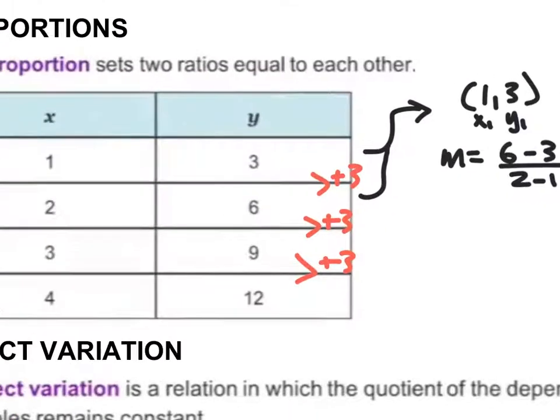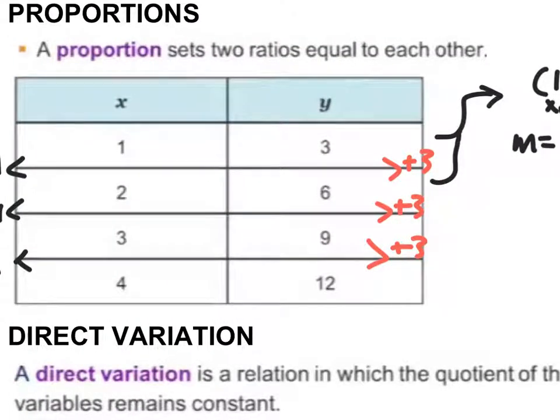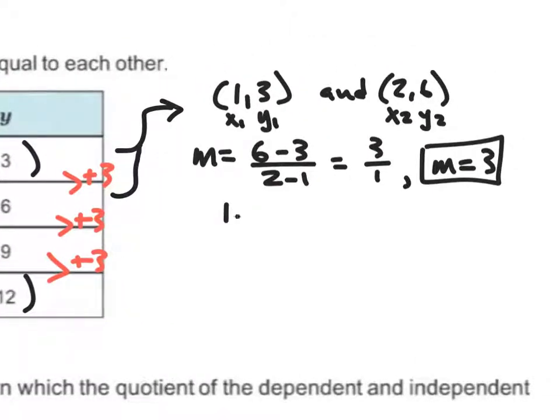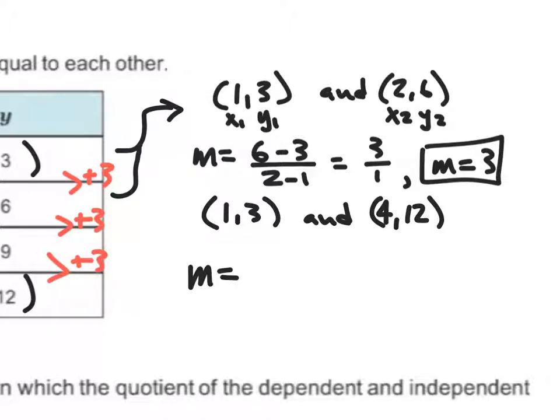But I want to do a couple of other points. I want to do, say, this point, (1, 3), and then (4, 12). So let's do the same thing for those points and just see what happens. On this, we're going to get (12 minus 3) over (4 minus 1). 12 minus 3 gives us 9. 4 minus 1 gives us 3. The interesting thing is that we can divide these numbers out. 9 divided by 3 is going to give us 3. So we get a slope of 3.